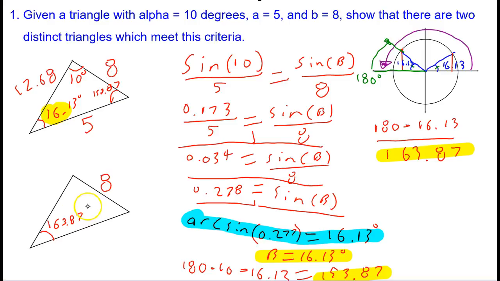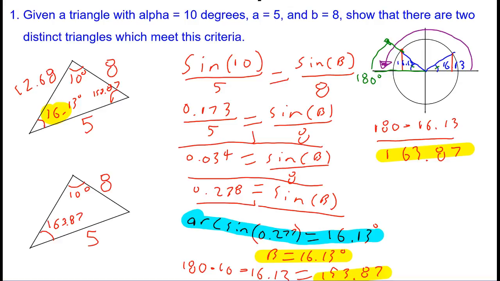Angle alpha is still going to be 10 degrees. We're not going to change that. And side A is still going to be 5. What is going to change because of this different angle for beta is the third angle and side C. We'll find the third angle from the sum angle theorem again, just by subtracting from 180: subtract 10 degrees, and then subtract 163.87.